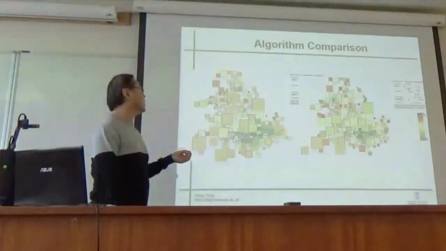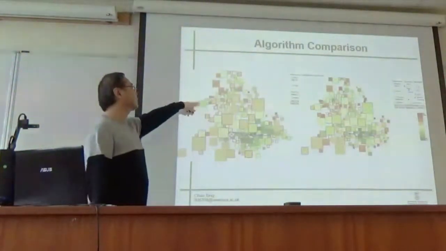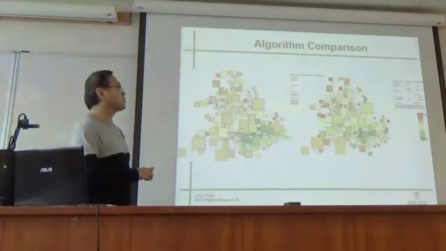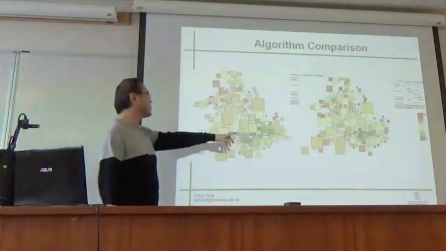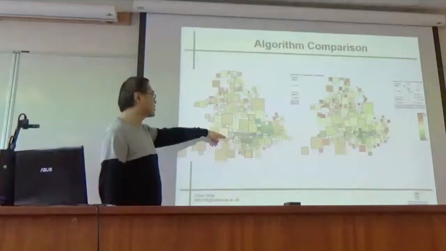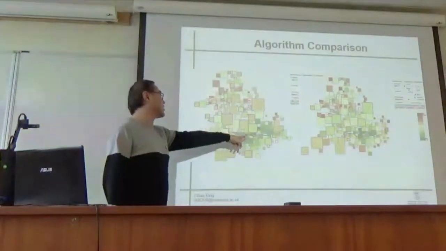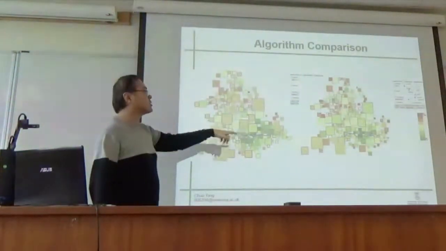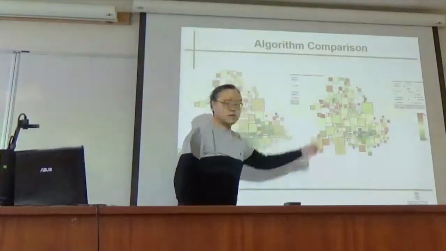Here is another result. In this case, the size of each region is mapped to the population. Still, without our topological preservation algorithm, you can see there are several errors here. But in this case, there is no error.